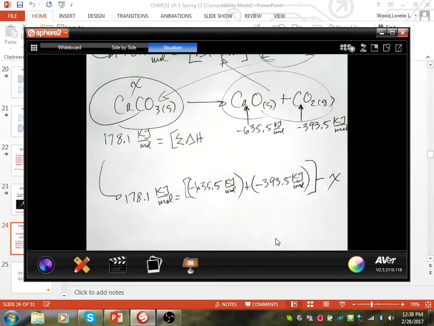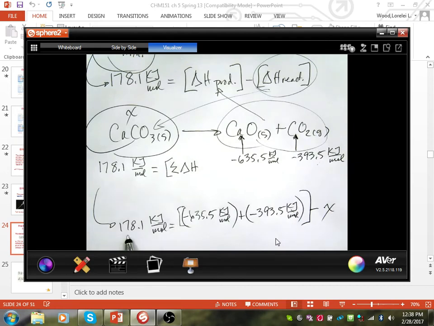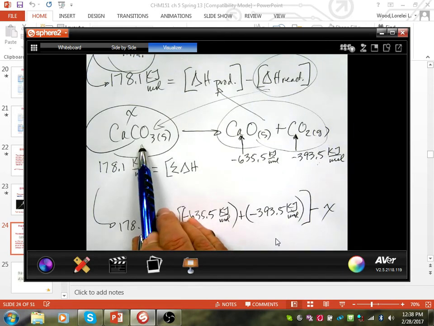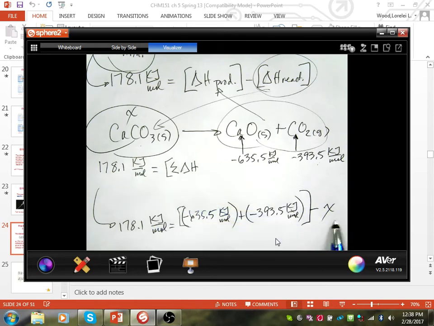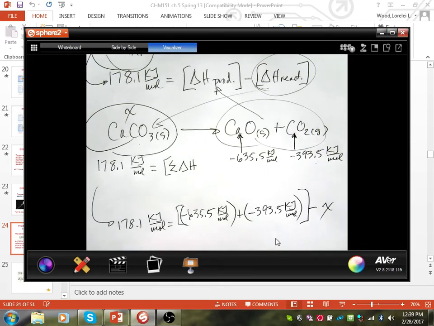Isn't that using Hess's law? Products minus reactants. We know the products. We know the overall enthalpy of the reaction. We have to figure out what the enthalpy of this reactant is, which we're going to call X. So somebody with a calculator, what's negative 635.5 minus 393.5? What do I get? What is it? Negative 1029, is there a decimal? It's exactly equal. Kilojoules per mole minus X, right?